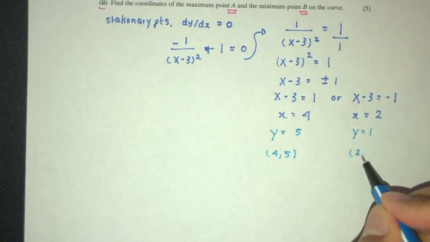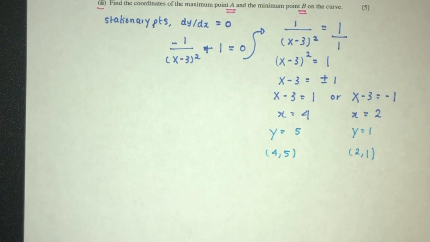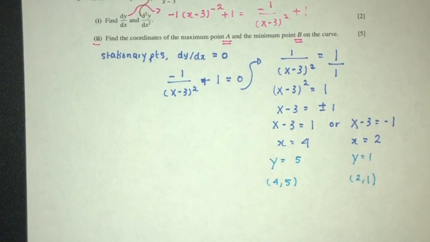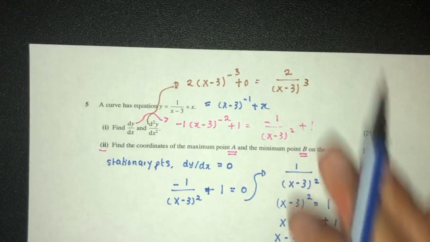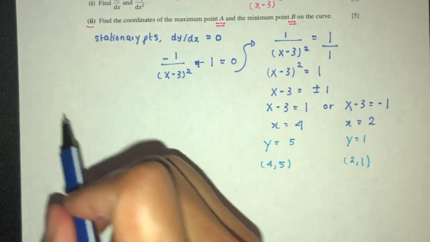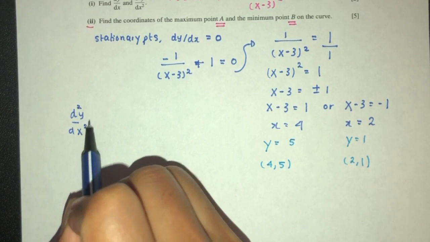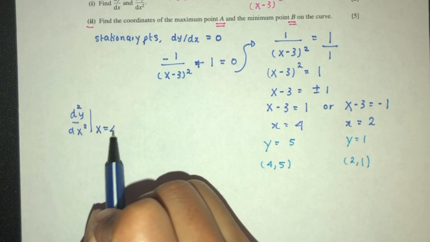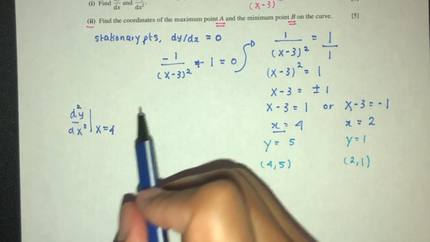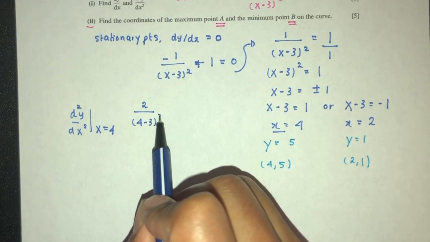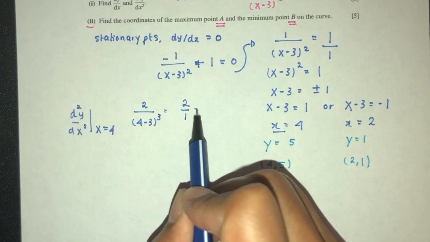So this is the other point. Now we have to know which one is the maximum point or the minimum point. So we have to use d2y by dx2, which is this one. d2y by dx2 when x is equal to 4 is what? Let's see. That will be 2 over (4 minus 3) cubed. That should be 2 over 1, which is 2.